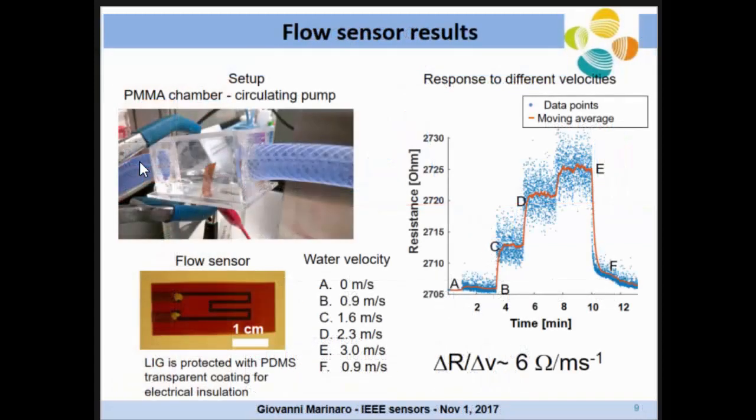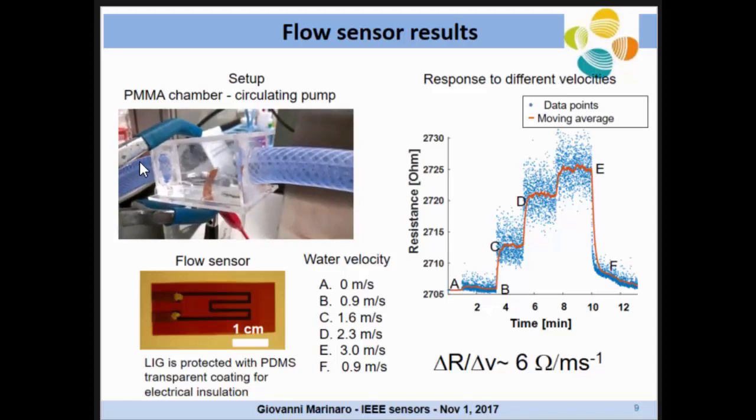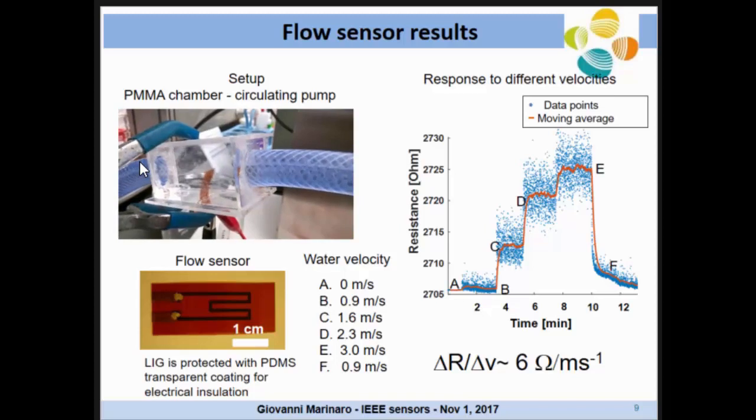The second test was to see the behavior of the sensor in liquid. We used water. The water comes in from here and goes out from this cross section. The sensor is put through a slit inside a PMMA chamber. We put some spin-coated PDMS on top in order to avoid a short circuit of the graphene. And these are the different speeds we used by pump.